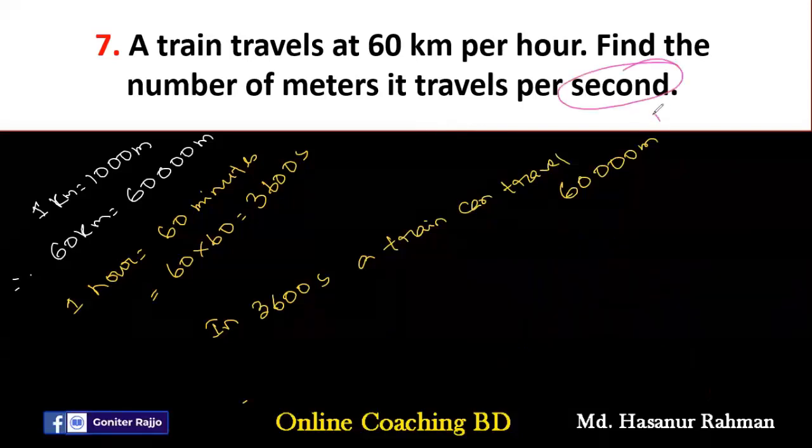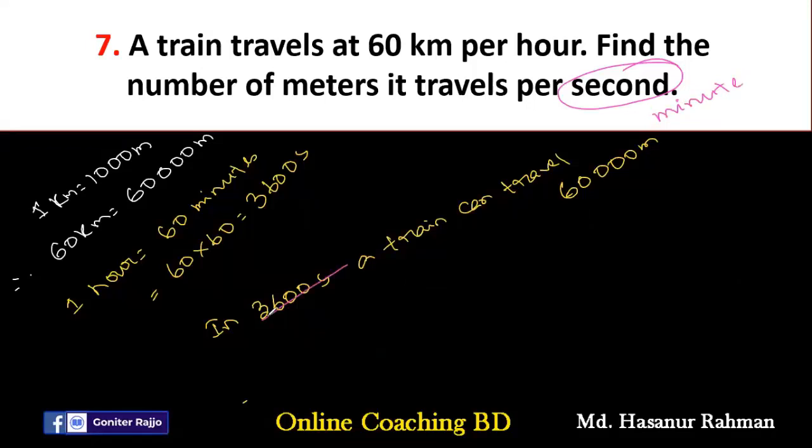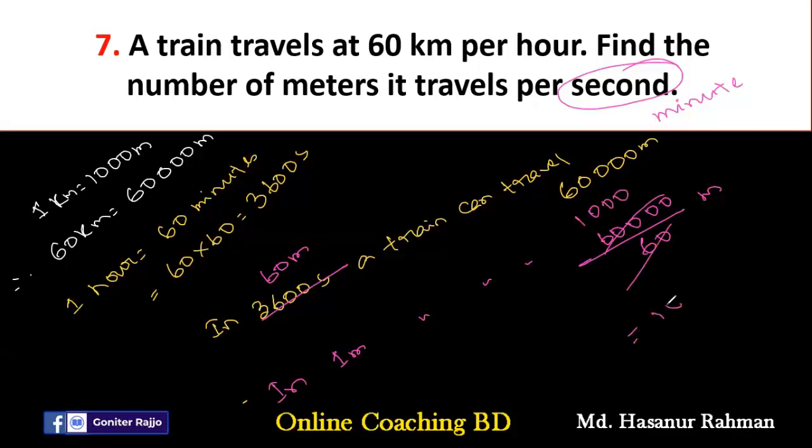Instead of seconds, if the question asks you to find out per minute, then you can write in this way. In 60 minutes, a train can travel 60,000 meters. So in 1 minute, a train can travel 60,000 divided by 60 meters. After dividing this, we'll get 1000 meters. Okay. So in 1 second, it can travel 16 whole 2 by 3 meters. And in 1 minute, it can travel 1000 meters.